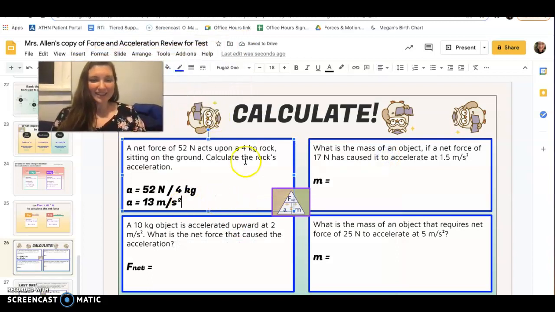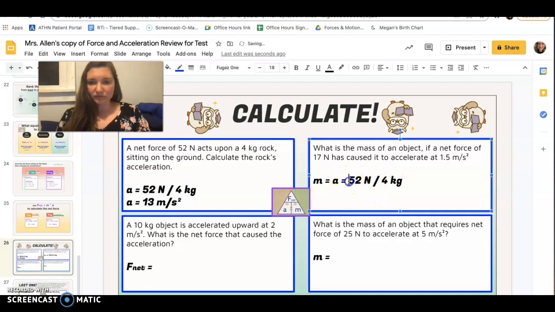Okay, and what is the mass of an object if a net force of 17 newtons has caused it to accelerate at 1.5 meters per second squared? Well, mass is equal to F net divided by A. So I'm going to copy this and rearrange things. Divided by the acceleration. So this is F net. Okay, so the F net is 17 newtons divided by 1.5 meters per second squared.